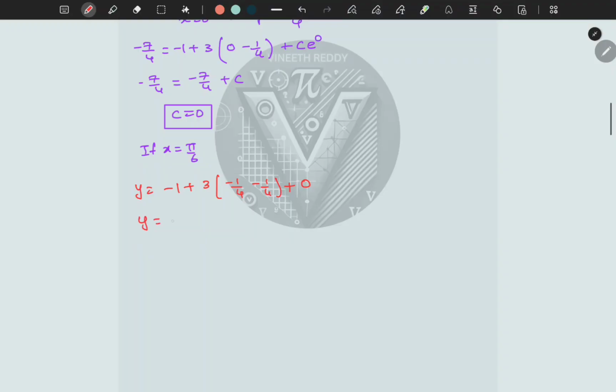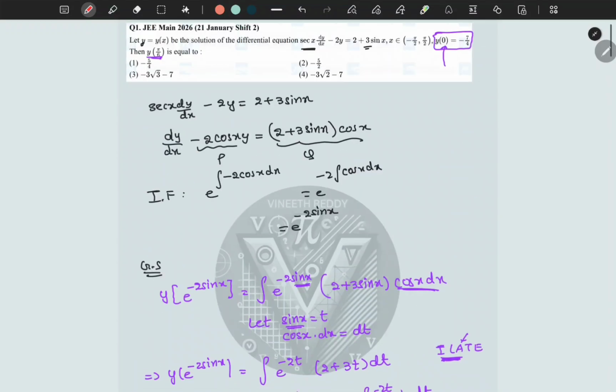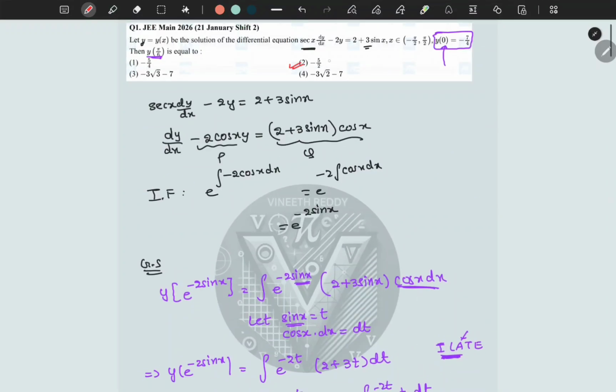So simply we get y as minus 1, minus 1 by 4, minus 1 by 4 is minus 2 by 4, which is minus 1 by 2. So minus 3 by 2. So y should be equal to minus 5 divided by 2. So this should be the answer, so when x is 30, y is minus 5 by 2. So that means I think answer option 2 is correct.